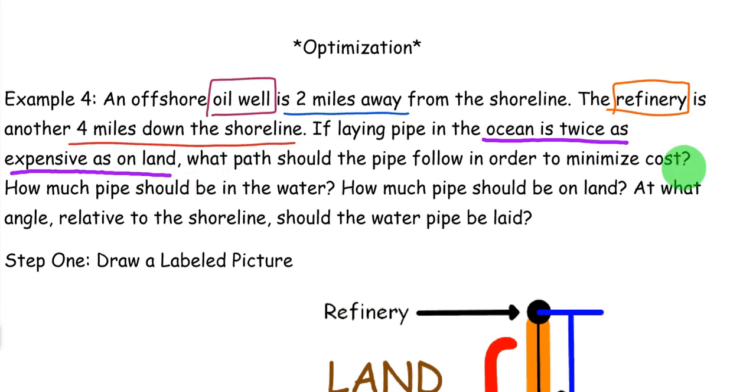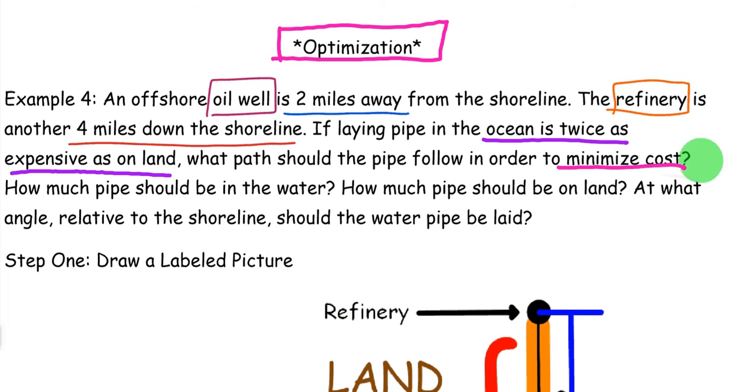Here's the ultimate question we want to ask. What path should the pipe follow in order to minimize cost? Again, we know this is an optimization problem because we're trying to minimize cost. We're trying to not pay that much, right? Pay the least amount in order to pump the oil from the well somewhere out in the ocean to the refinery. So we know it's optimization. We are minimizing costs. Remember, just look for that superlative. Look for that word that says the least amount or most amount, biggest, smallest, whatever.